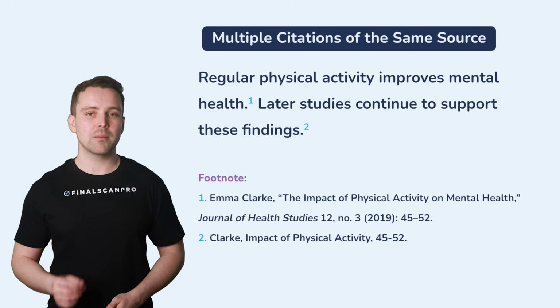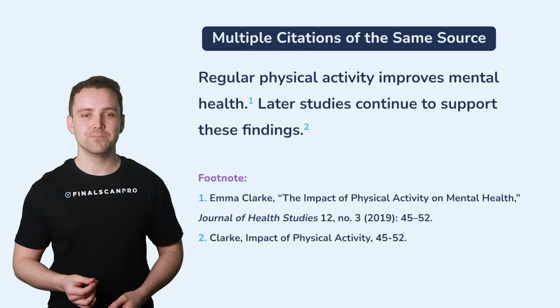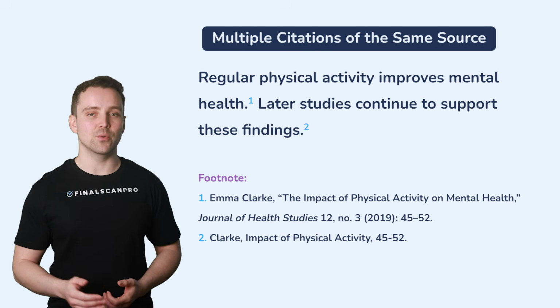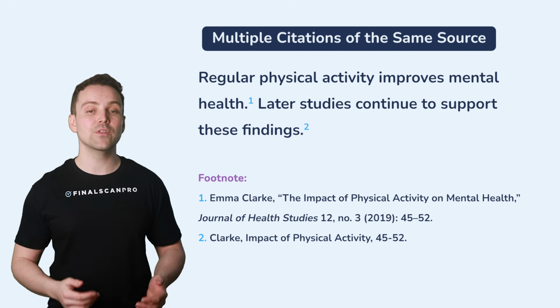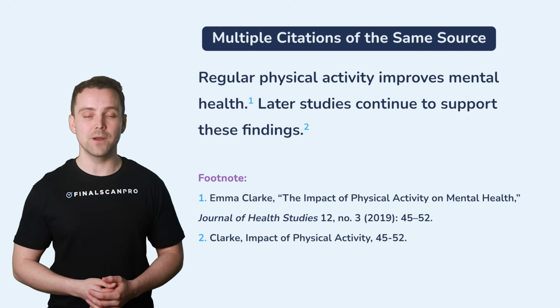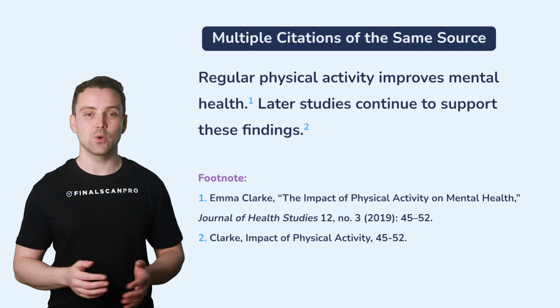One important thing to remember in Chicago style is that every citation gets its own number, even if you're citing the same source more than once. For example, here we've cited a paper by Emma Clark twice. Even though it's the same source, each citation has a different superscript number. So citation numbers 1 and 2 both point to the same work.